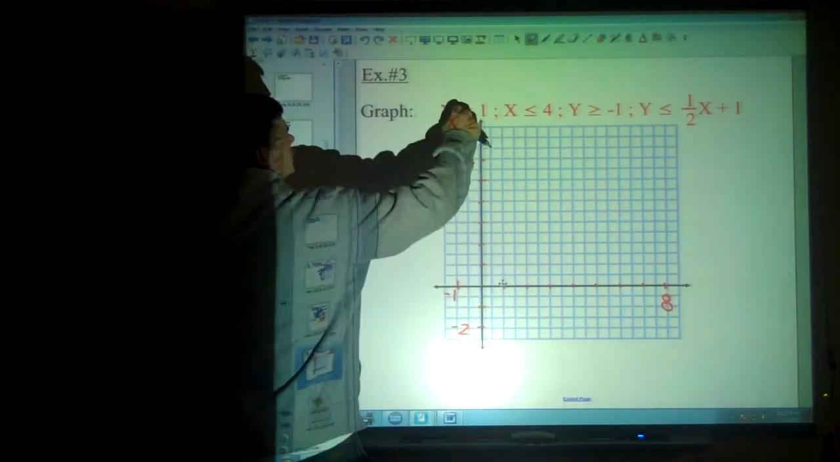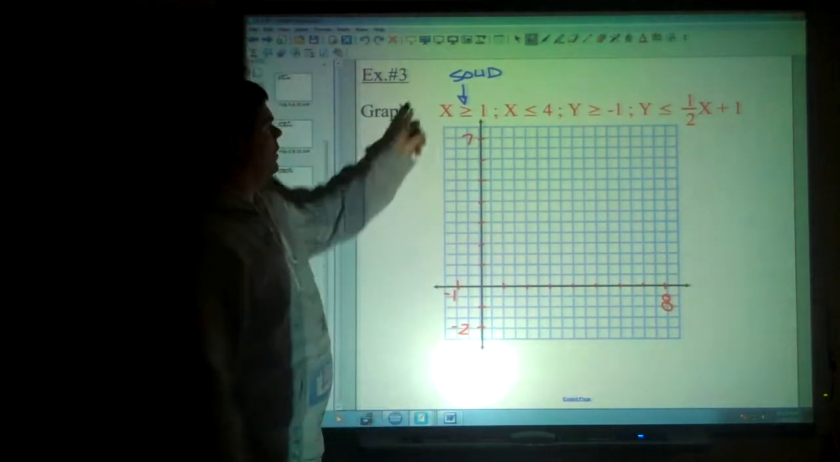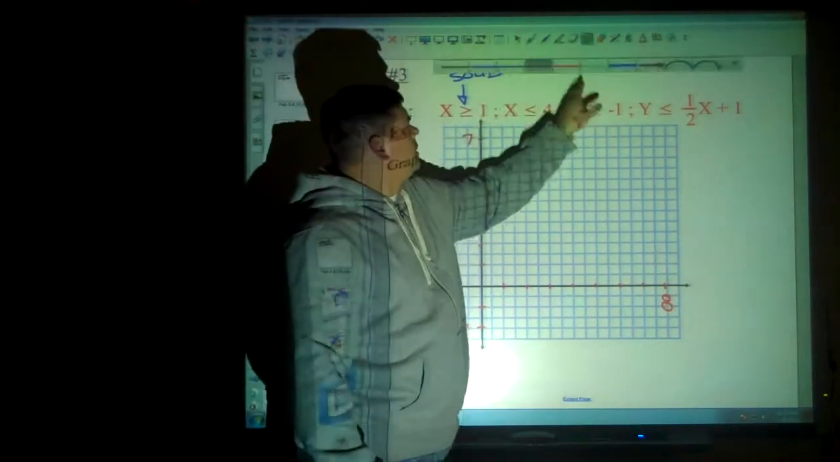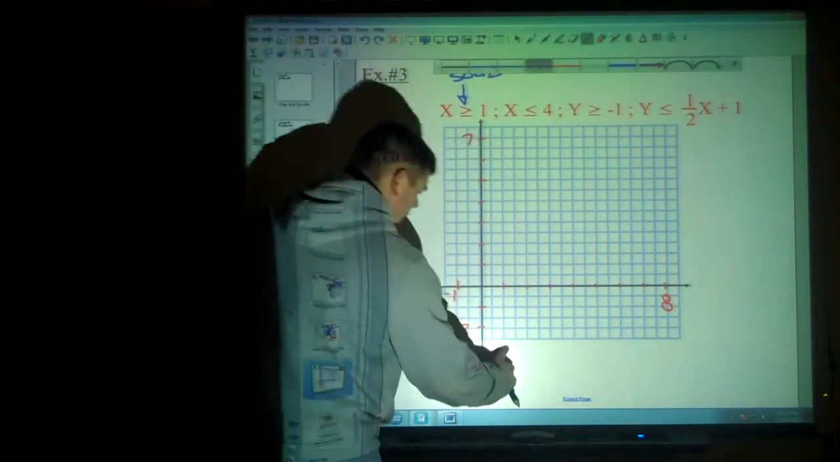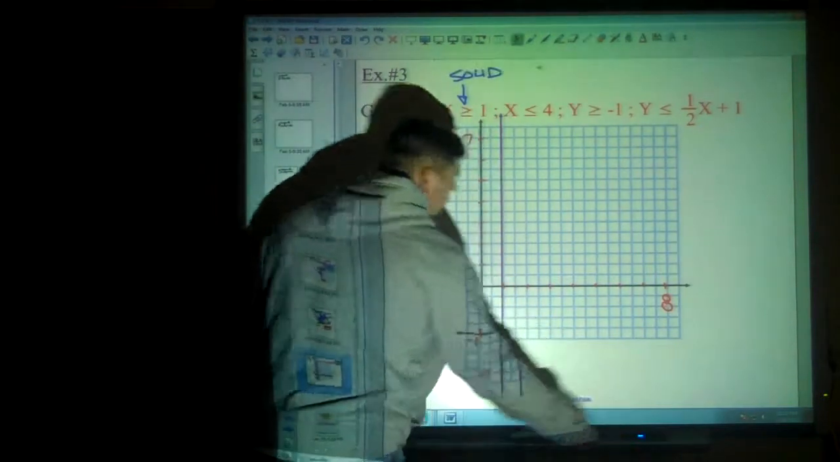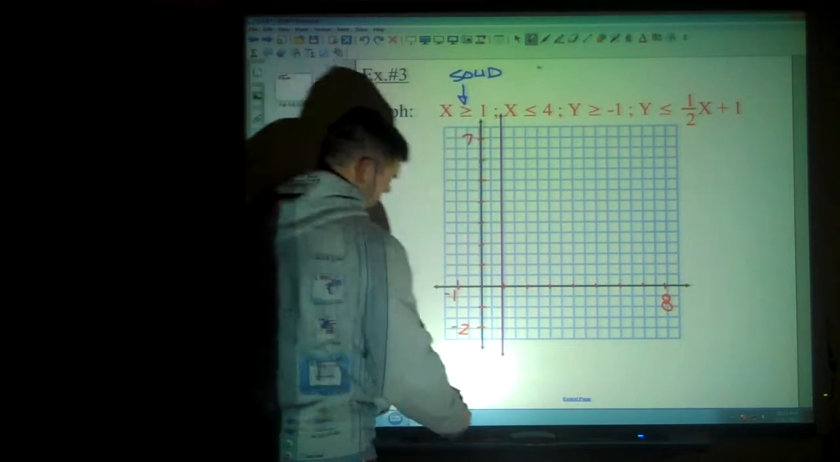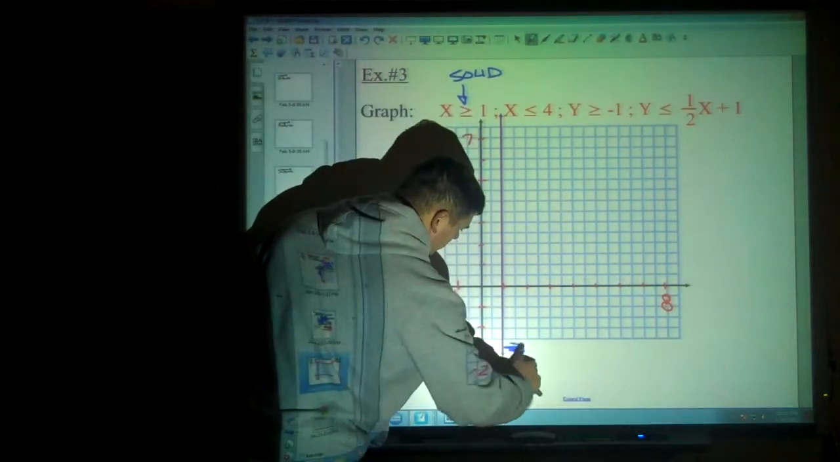Our first one here, this is solid, and it's a solid vertical line at 1. So a solid vertical line at 1 is going to be right here. I'm going to test a point away from it, like 0. Is 0 greater than 1? The answer to that is no, which means the shading would be on this side.